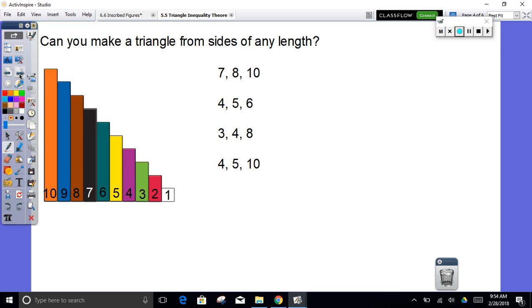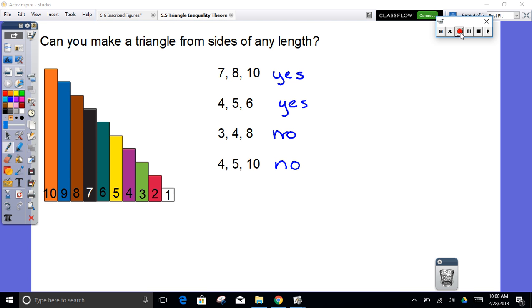All right, so the first slide says, can you make a triangle from sides of any length? We're going to try some different lengths. So now is when you can get your blocks out. Go ahead and arrange them the same way that I have them arranged here. Okay, so we determined that 7, 8, and 10 did make a triangle. We could make a triangle with 4, 5, and 6, but we were unsuccessful with 3, 4, 8, and 4, 5, 10.